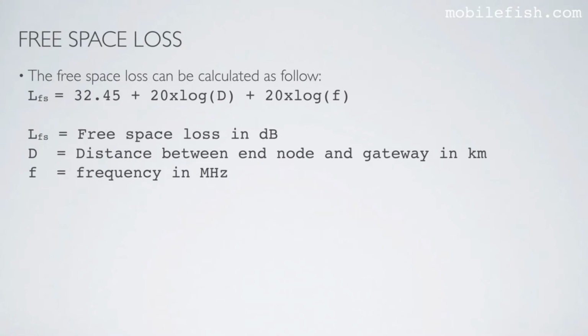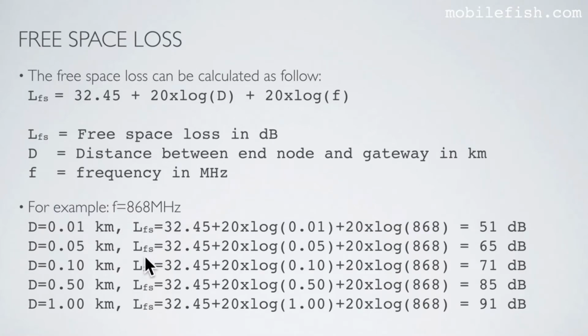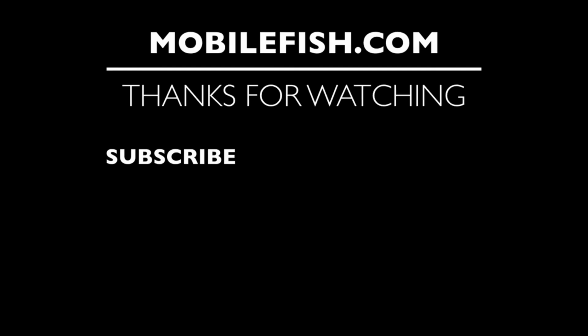I have already explained what free space loss is, but you can calculate the free space loss using this equation. The free space loss is expressed in decibels, and it depends on the distance between end node and gateway and the frequency. And here are some calculations using the 868 MHz frequency. This is 10 meters, 50 meters, 100 meters, 500 meters, and 1 kilometer. And you can see the corresponding free space loss. In a later video, you will see that the free space loss is the biggest loss in a radio communication system.